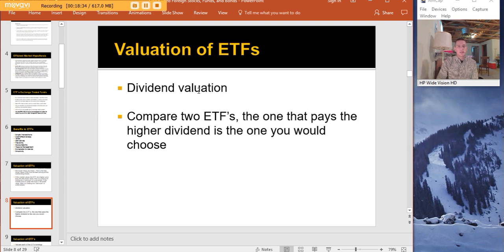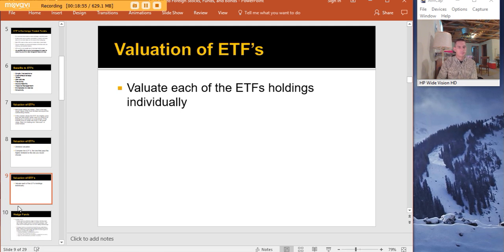You also can do a dividend valuation if the ETF pays out a dividend. And really, the way you compare that is you look at the two, three, however many ETFs, and the one that pays the higher dividend, or higher dividend yield, would be the one you'd want to choose.